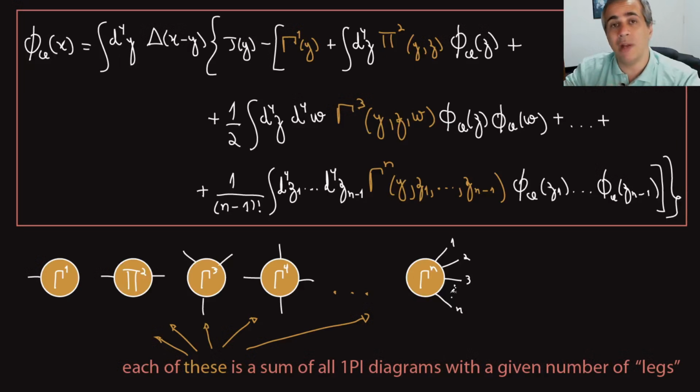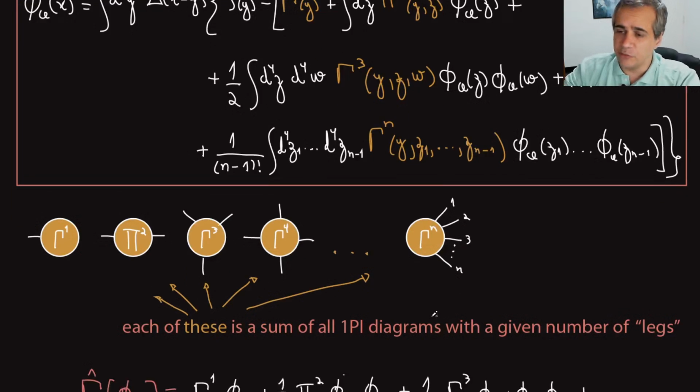of all the 1PI, the one particle irreducible diagrams, with a given number of external legs. Each of these functions depends on a number of points. So these are the 1PI Green functions for 3, 4, n points. So I've managed to rewrite the classical field in terms of these functions.